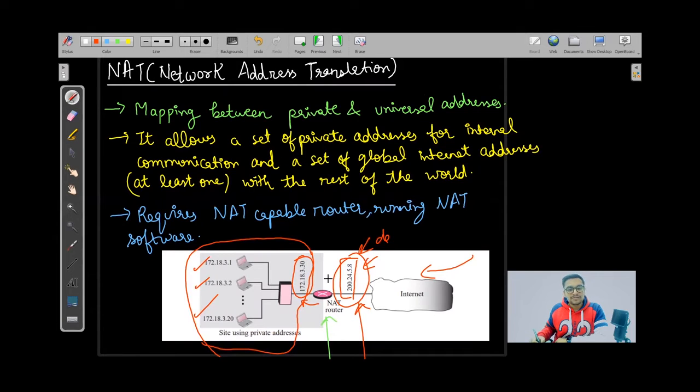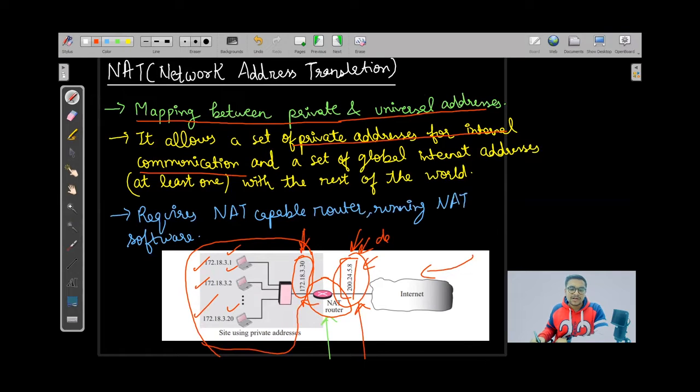In order to do that, we must have a NAT router. That is known as NAT, which is network address translation. It is a mapping between private and universal addresses. The universal, or public, address is this one, and the private address is this one. When we do a mapping between both of them, that scheme is known as the network address translation scheme. It allows a set of private addresses for internal communication, which can be increased or decreased.